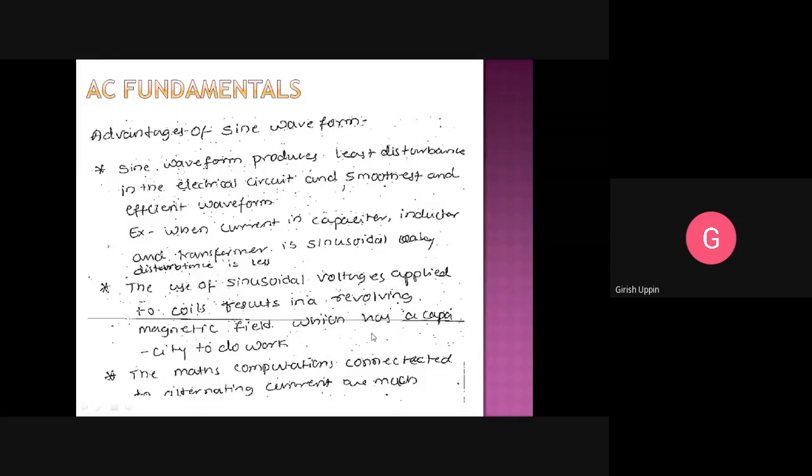We will also prove that whenever a three phase alternating voltage is applied to a three phase coil, it will create a revolving magnetic field. And the most important aspect is that the mathematical computations connected with alternating currents are very, very easy. Because it is a sinusoidal function, the mathematical computations are very simple.